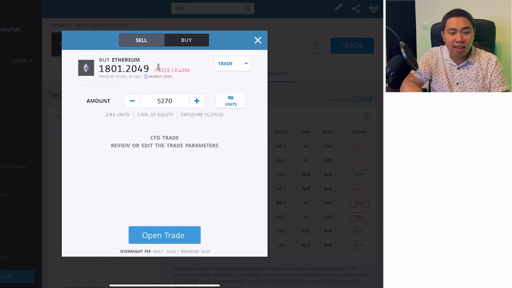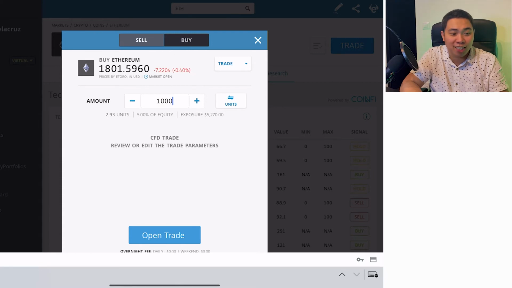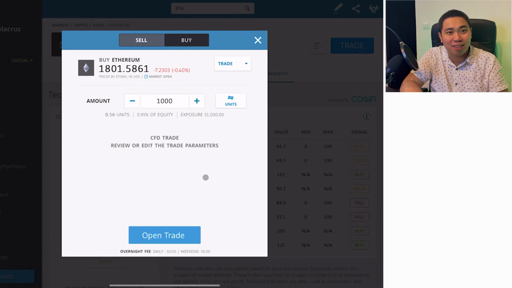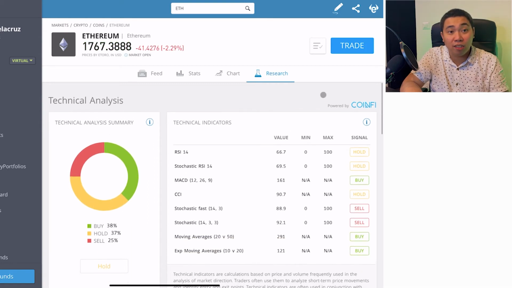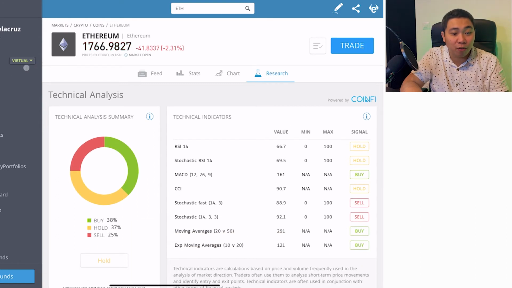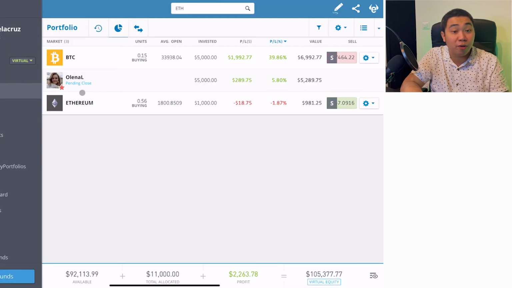Select trade and essentially put in the amount that you want to buy. For example, because this is virtual money anyway, let's put in $1,000 on Ethereum. What I can do is put in $1,000 and just click on open trade. That will buy Ethereum at the price when I click, and it will open a position for me. Once you've bought Ethereum, you can go back to your portfolio, and here you will be able to see that Ethereum has just been added.